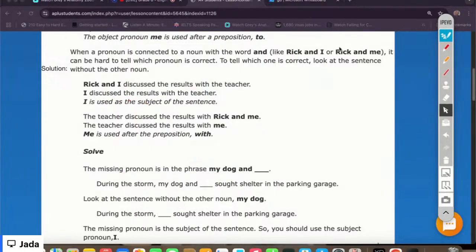All right, when a pronoun is connected with a noun with the word and, like Rick and I or Rick and me, it can be very hard to tell which pronoun is correct. To tell which one is correct, you have to look at the sentence without the other noun. So, if you have Rick and I discussed the results with the teacher, you take away the noun and say I discussed the results with the teacher, and you can see that works, so I can be used there. And then, the teacher discussed the results with Rick and me. You take away the noun and then it becomes the teacher discussed the results with me. So me is used after the preposition with.